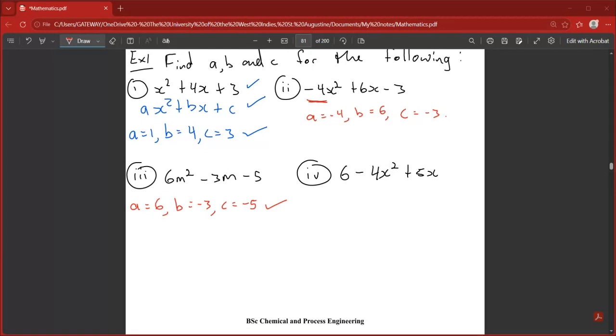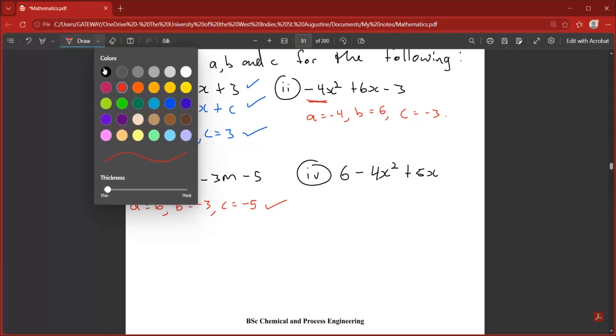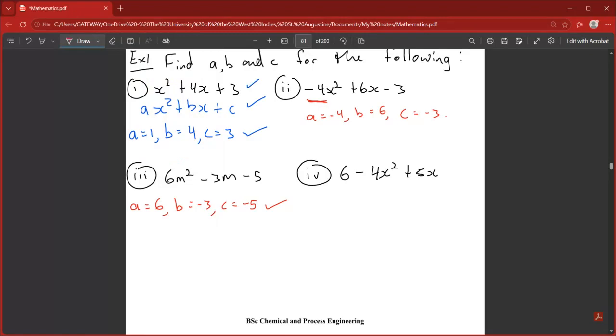Now part 4 looks a bit different from the other 3 questions we just did. The reason being is that the x squared term is not written first. The order is not the same as the previous questions. So what we have to do is rewrite this in the quadratic form, where we have the x squared term first, so you put negative 4x squared first, put the x term second, which is 5x, and you put the 6 last.